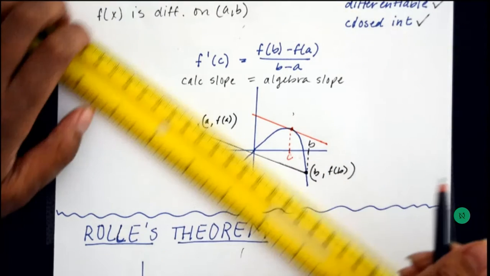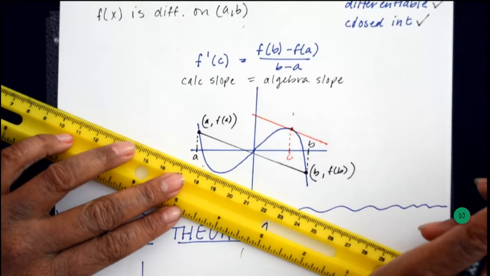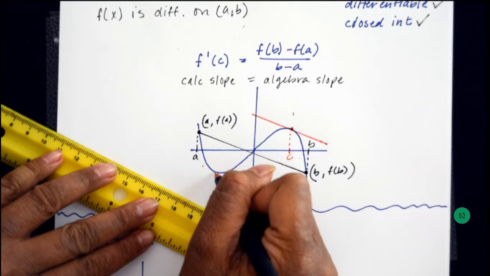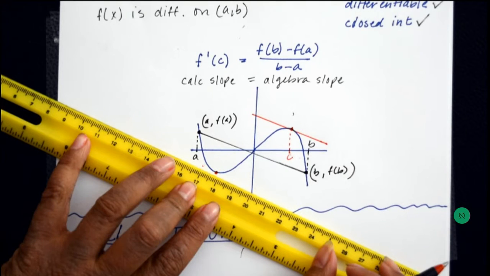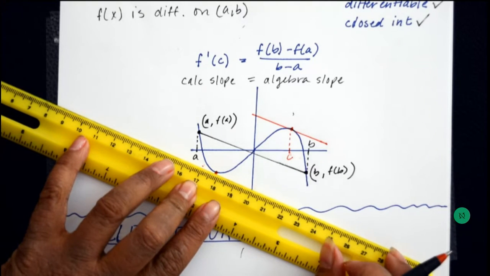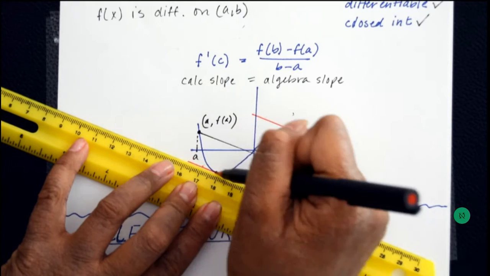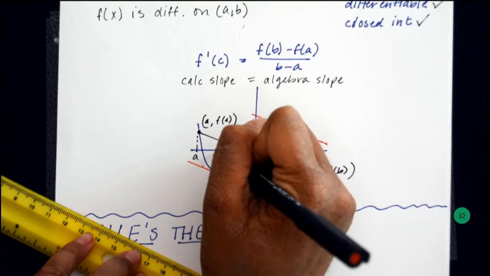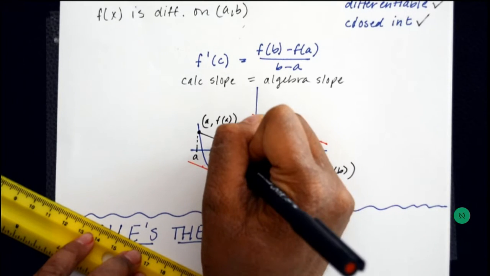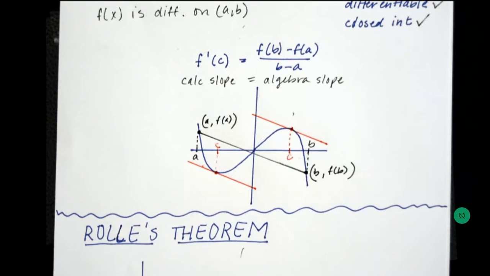On this graph, there's another point C where the tangent line could be parallel to the secant line. I would say it would be somewhere about here. So let's draw a tangent line at this point. And that's about parallel to that line. So we can also call this point C. So that's basically the mean value theorem.